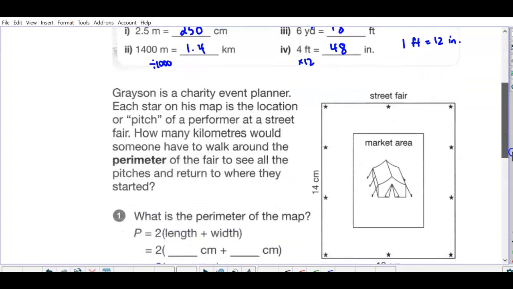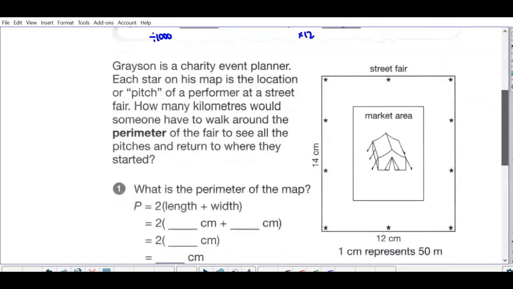So here's an example. Grayson is a charity event planner. Each star on his map is the location of a pitch of a performer at a street fair. Okay, so here's the market area. This is like a big park, and they're having a street fair, and this is where each performer is going to be stationed. How many kilometers would someone have to walk around the perimeter of the fair to see all the pitches and return to where they started?